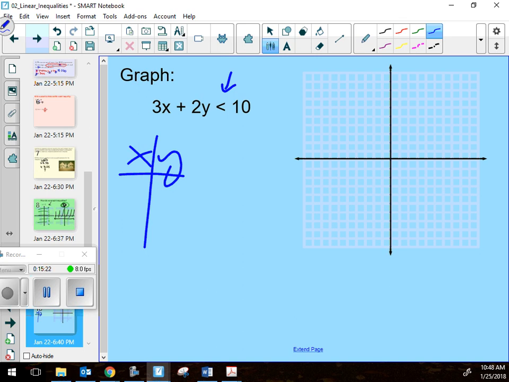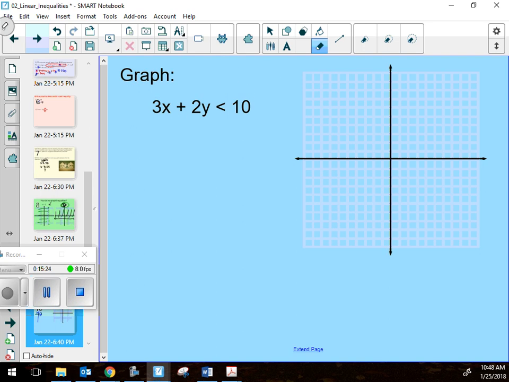And the last thing is, I wish we had an example of this in our Smart Notebook, but we don't. What if this was a minus right here? Why would you flip the sign? Because you're solving it for y. Let's try solving it for y. Everybody change that to a minus 2y. Just change it to a minus sign right there.